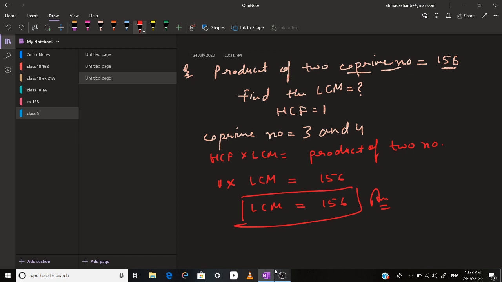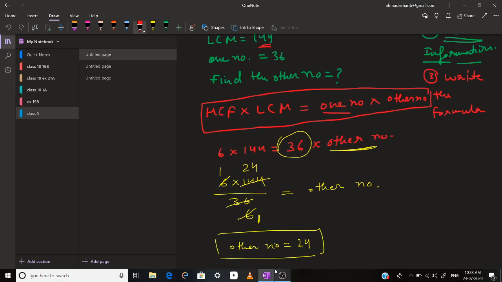Okay students, now question 4. In question 4, HCF and LCM are given. If one number is given, find the other. So this is like question number 1. So do this question on your own.